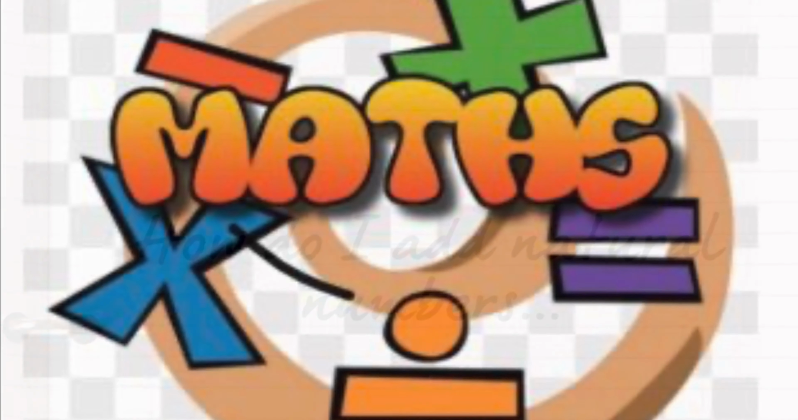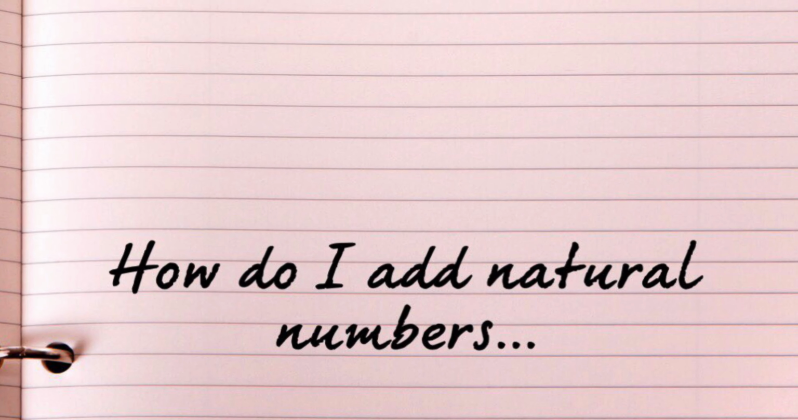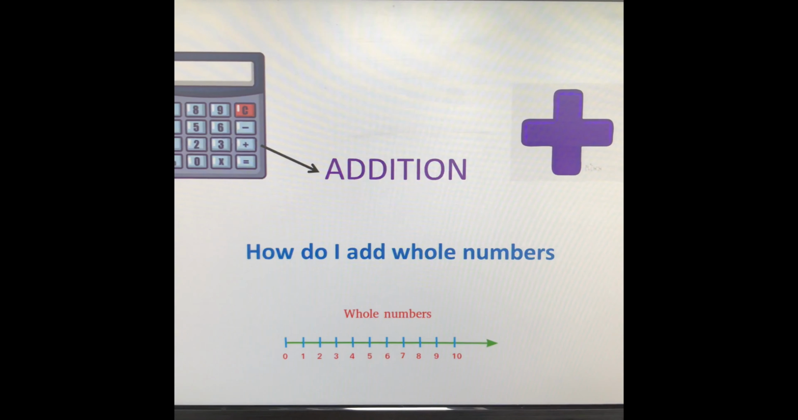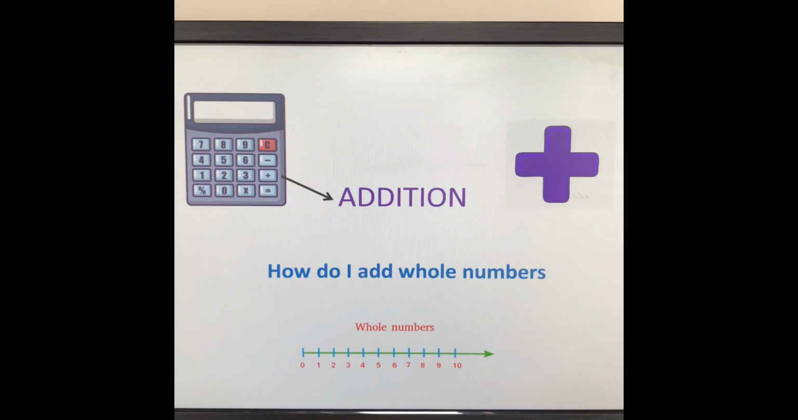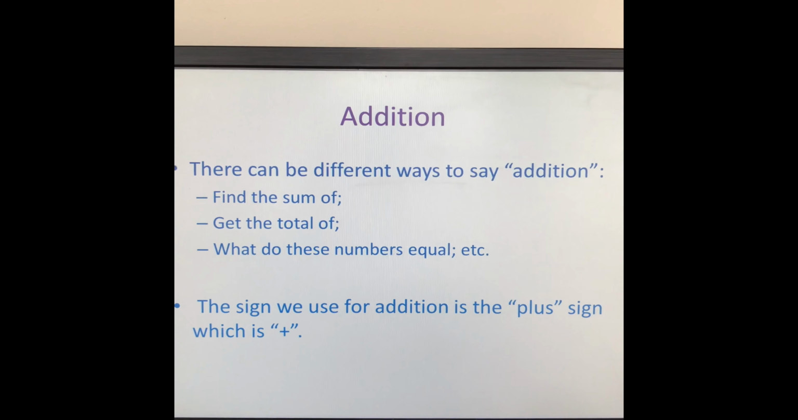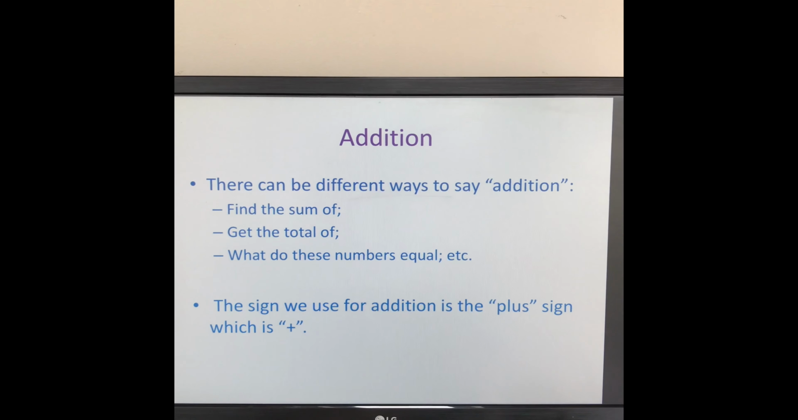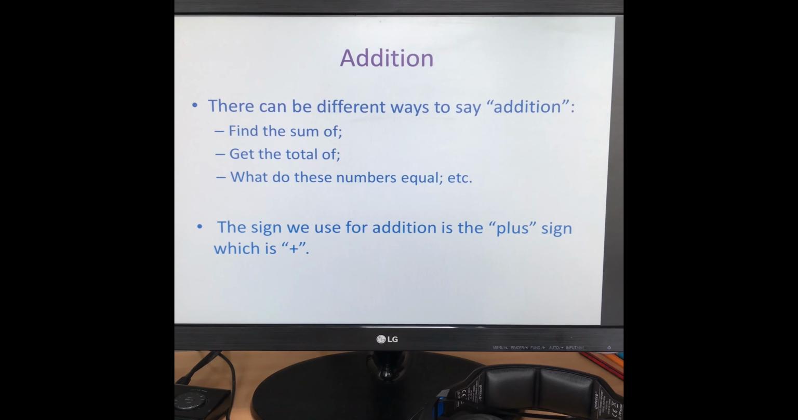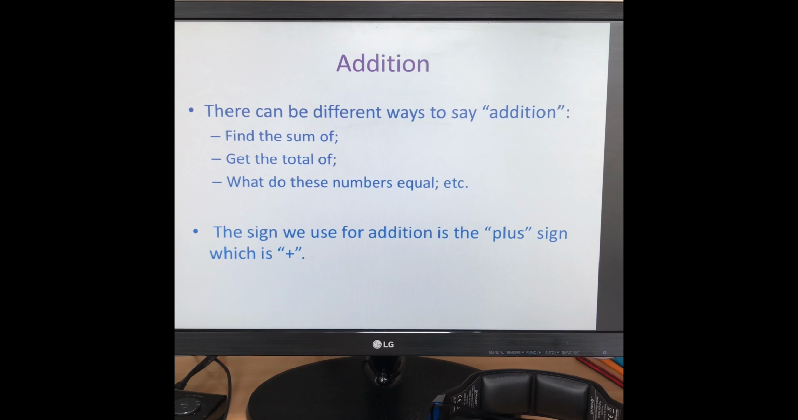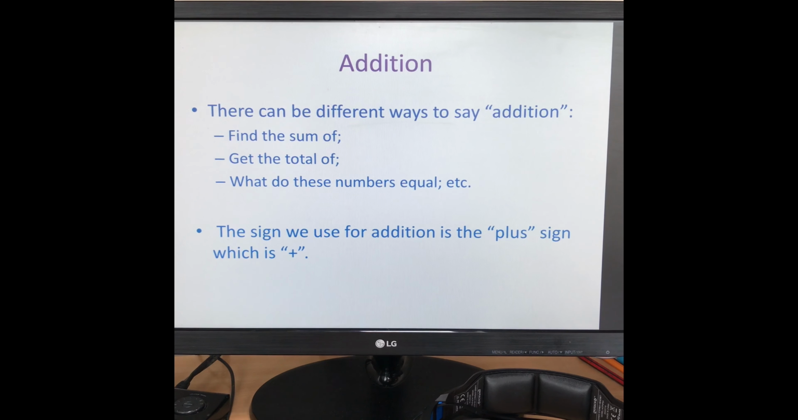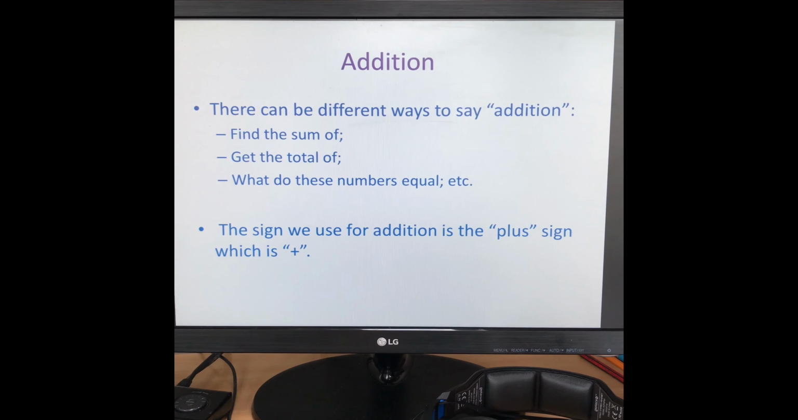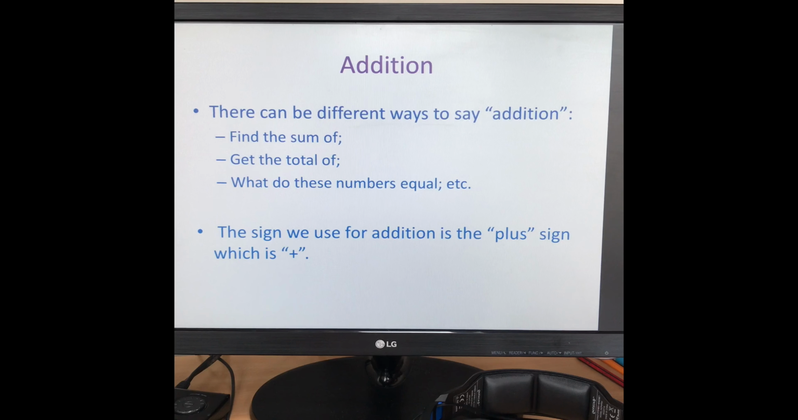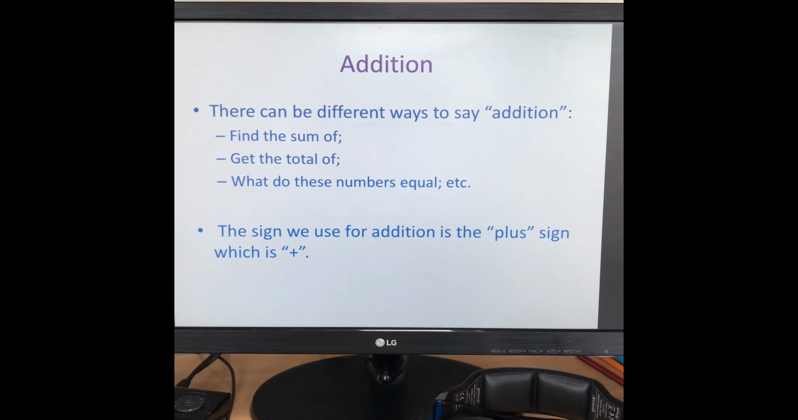Okay, in this video we're going to look at addition. And addition is the word we use when we're putting two or more amounts together. And like other words in many languages, we can say something in different ways. For instance, with addition we can say find the sum of, get the total of, or what do these numbers equal, etc. The sign that we use for addition is the plus sign, which looks like a cross. I'm just showing it there in my PowerPoint slide, so it's a plus sign.